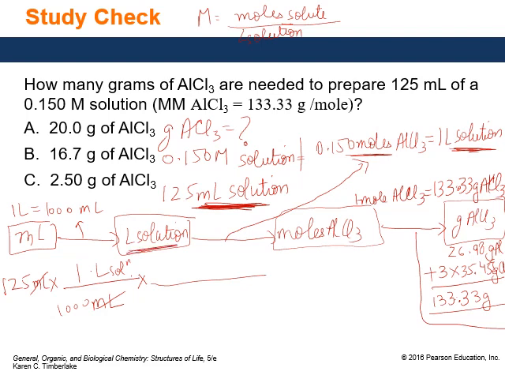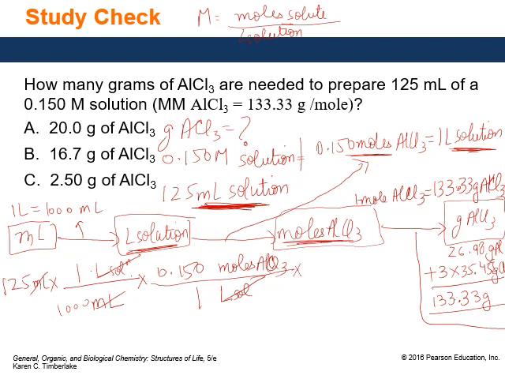So to cancel liters, I divide by liters of solution, multiply by moles of AlCl3. How many liters? Right here, the conversion factor, moles is 0.150 moles, liter is 1. Liter got cancelled, our final answer is in moles.